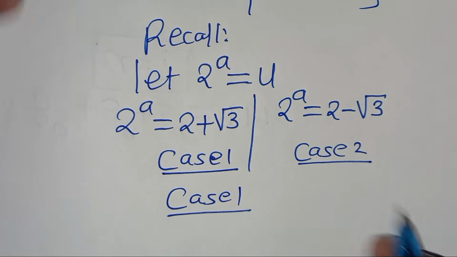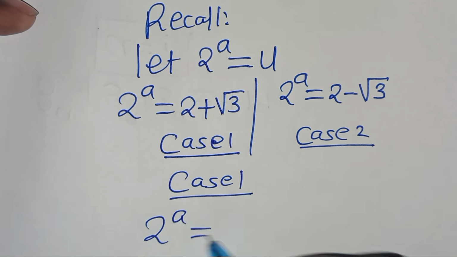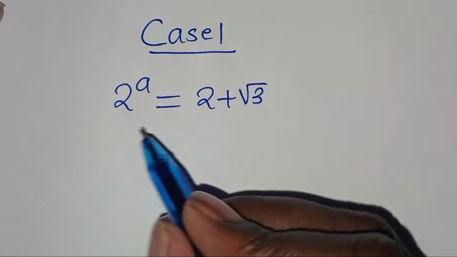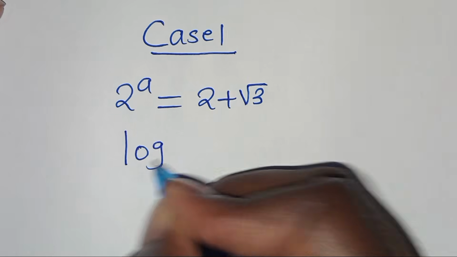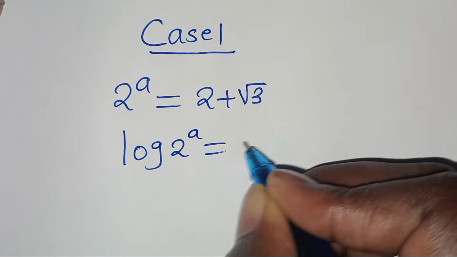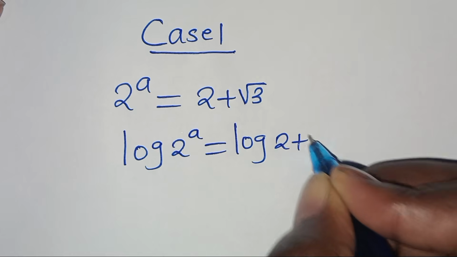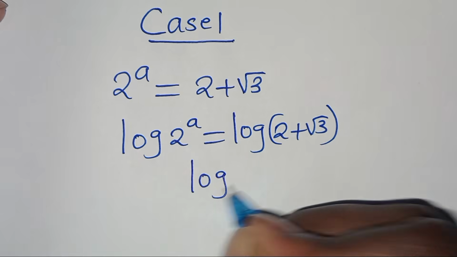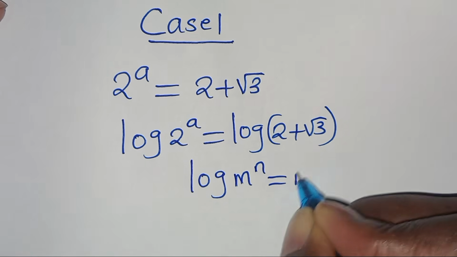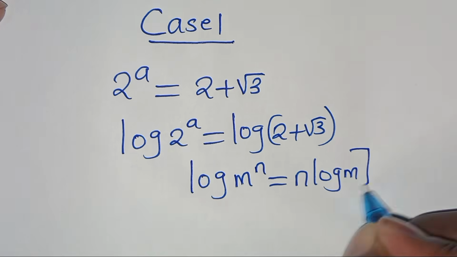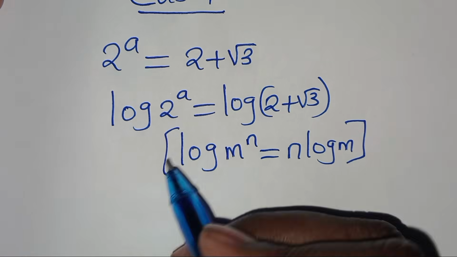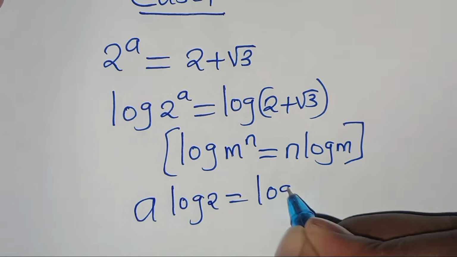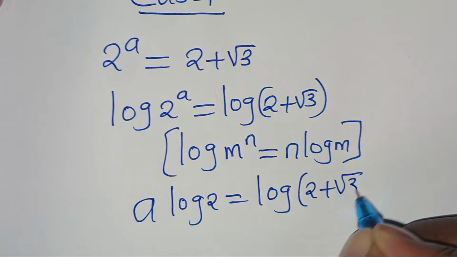Case 1: 2 to the power of a is equal to 2 plus the square root of 3. Now to solve for the value of a, let's introduce logarithm on both sides. We have log of 2 to the power of a equal to log of (2 plus the square root of 3). Log m to the power of n can be expressed as n log m. Applying this power log property, log of 2 to the power of a becomes a log 2, equal to log of (2 plus the square root of 3).